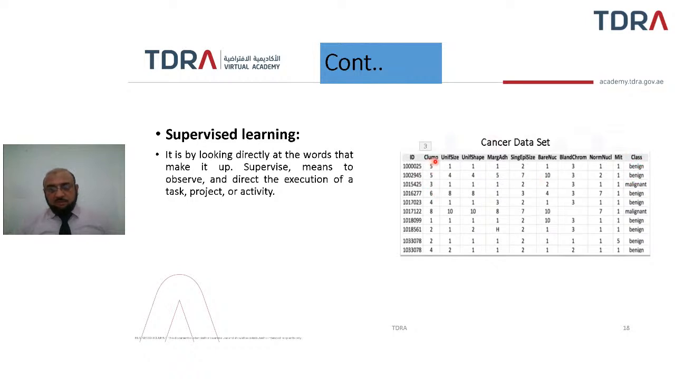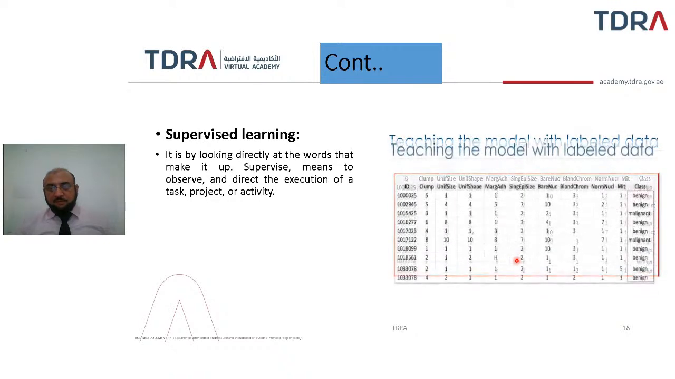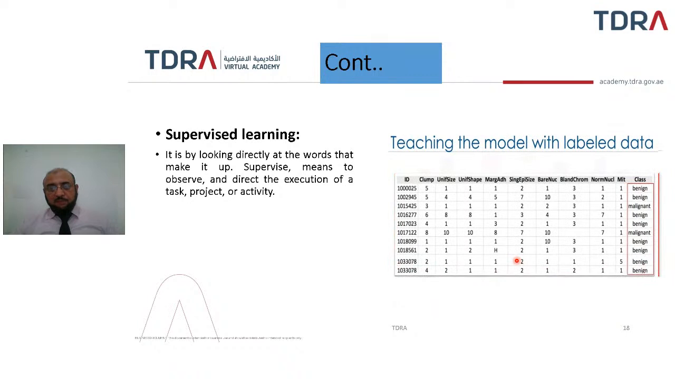So these are the features. For example, this is clump thickness, uniform size, and uniform shape, and this is another feature. There are so many features. Based on the values of these parameters, these are already fed data. When, for example, we feed the new data, then it will predict. This is the model. We are teaching the model with the labeled data.